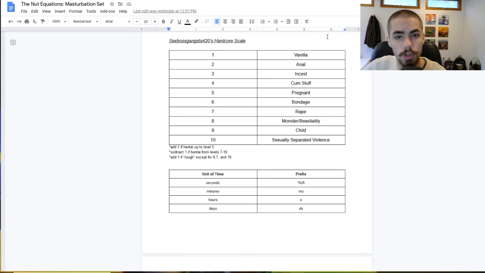We have 420's hardcore scale, which we know is being watered down for simplicity's sake, but is still a good reference. And lastly, we have units of time and their matching prefixes.